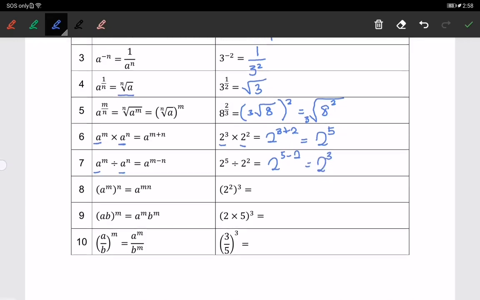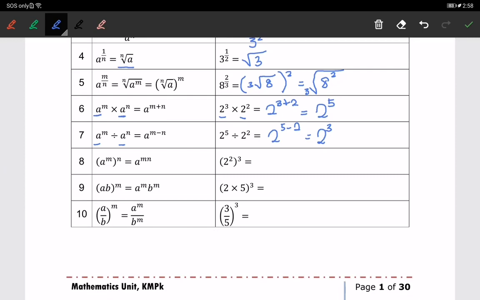Okay, class, look at the 8th property. A to the power of m, to the power of n. Alright, so we just have to multiply the powers here. So therefore, 2 to the power of 2, cubed. So we are left with 2 to the power of 6. We have to multiply the powers.